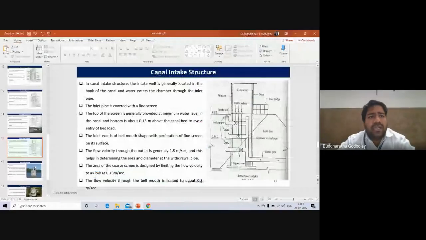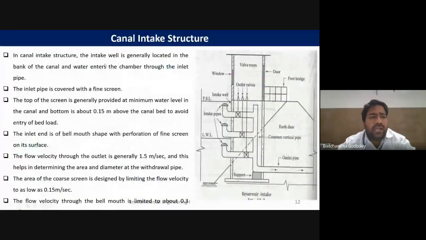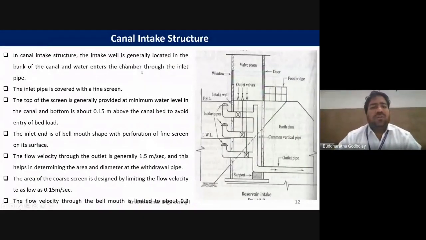In a canal intake structure, the intake well is generally located in the bank of the canal, and water enters the chamber through the inlet pipe. The inlet pipe is covered with a fine screen, as I have shown there. The top of the screen is generally provided at the minimum water level in the canal, and the bottom is about 0.15 meter above the canal bed to avoid the entry of bed load. Bed load, meaning what? Debris or vegetation or whatever muddy part there is, that will be called bed load.